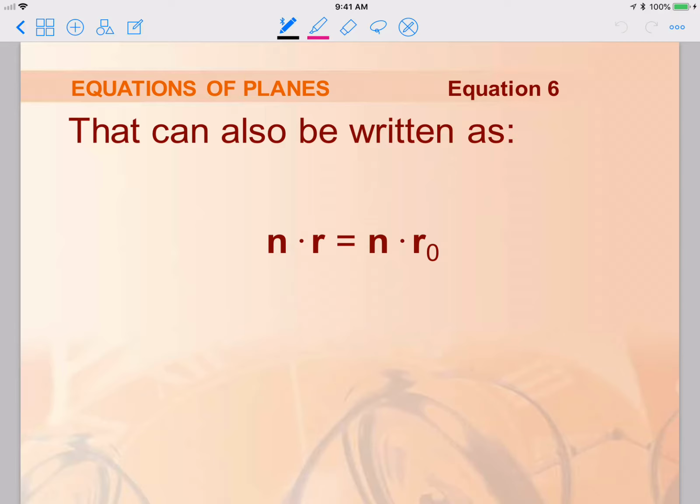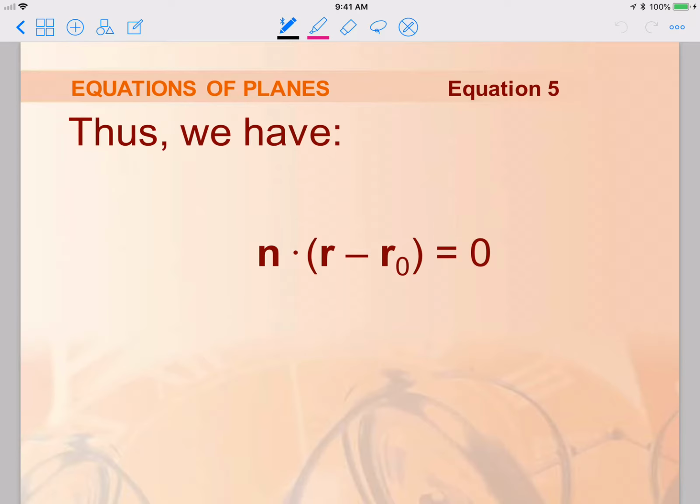Now this can also be written, and how did we get that? These are our properties of dot products, remember? This is the same thing as n dotted with r minus n dotted with r naught equals 0. Now we can just add, so we get n dotted with r is equal to n dotted with r naught. That's just properties of multiplying. And this is the vector equation of the plane.